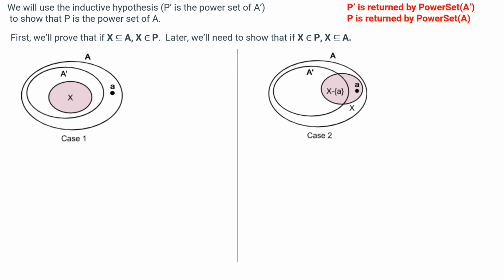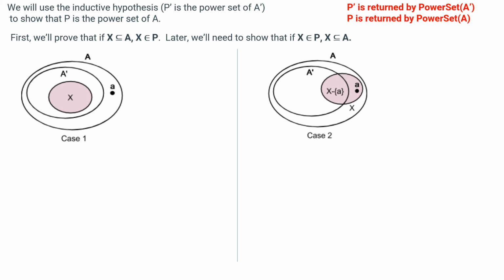This X would be some stuff in A prime, but then also include that A. So those are the two different cases we're going to need to prove this for. So let's start with case 1, where we say, okay, these sets that are subsets of A, are they all going to end up in P?